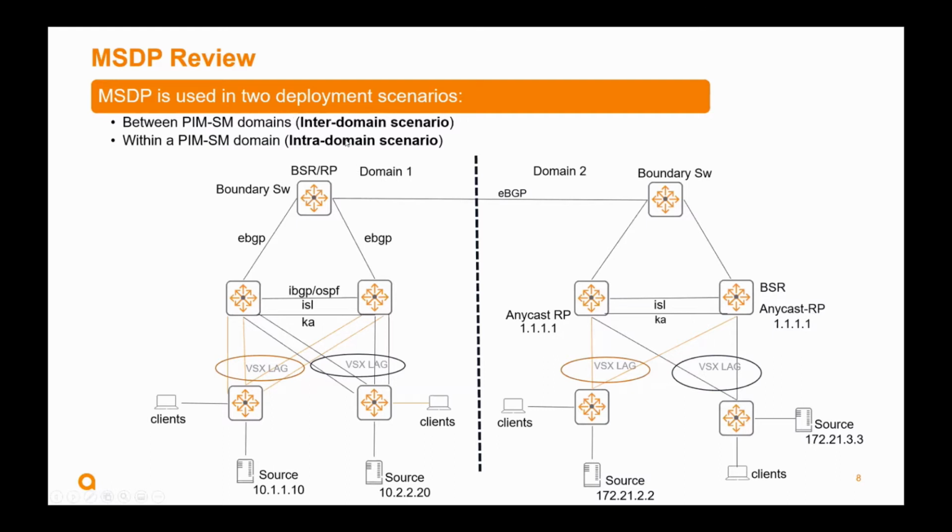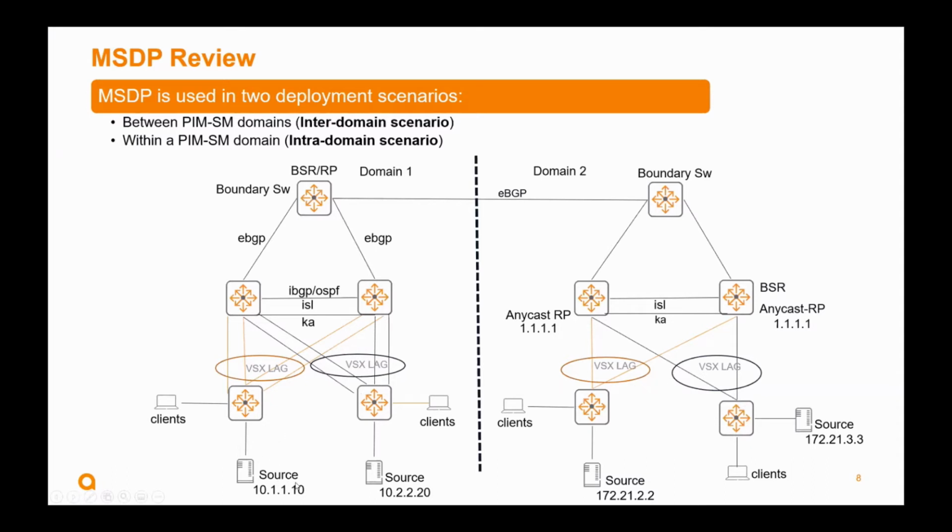Now, between domains, we will configure MSDP, which will allow the multicast source for a group to be known to all rendezvous points in a different domain. And the rendezvous points running MSDP will exchange the source information with MSDP-enabled rendezvous points in other domains. And this also allows us filtering.